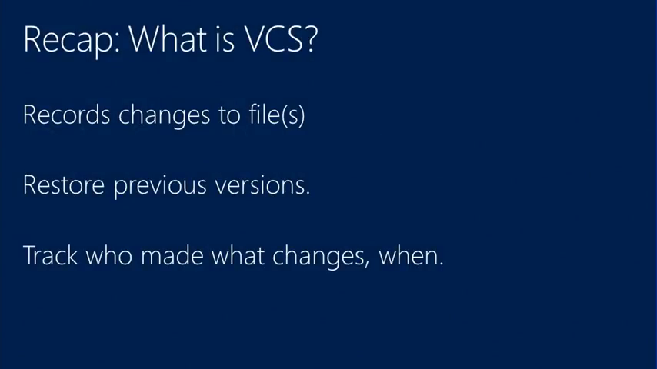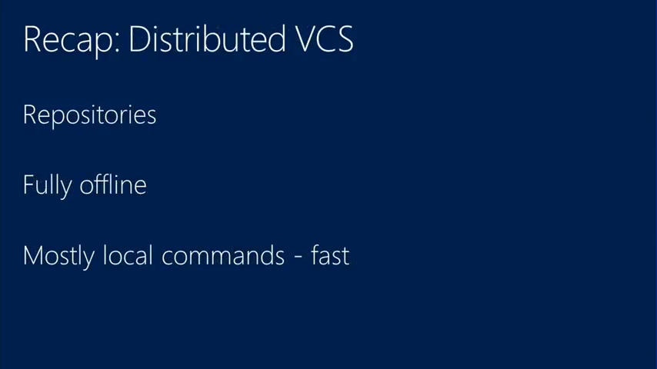So, let's recap. What have we covered so far? The reason we use a version control system is to record who made the changes to the files, restore previous versions, track who made the changes. A distributed version control system uses a repository-based system, and it's fully offline. We've already covered all that.